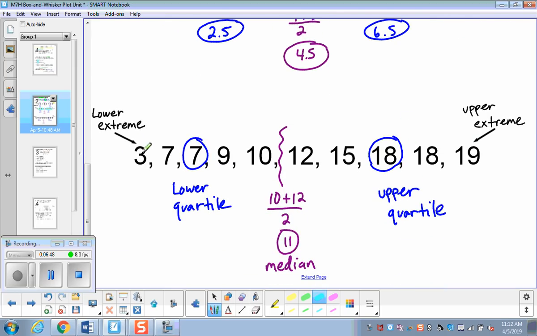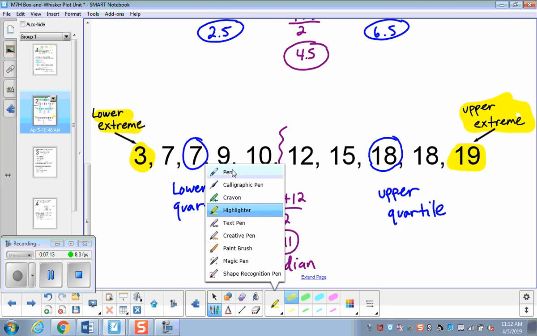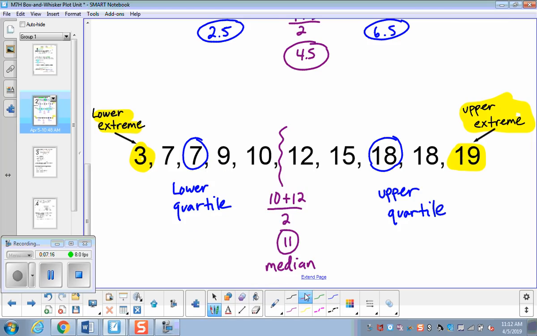This is just random numbers that I wrote here. I have 1, 2, 3, 4, 5, 6, 7, 8, 9, 10 different numbers in this data set. Once again, easy to identify the smallest number once it's ordered from least to greatest, and then it's going to be easy to find the upper extreme because it's the biggest number ordered from least to greatest. Now, when we're slashing through these numbers to try to find the number in the middle, I'm going to do this one in red.